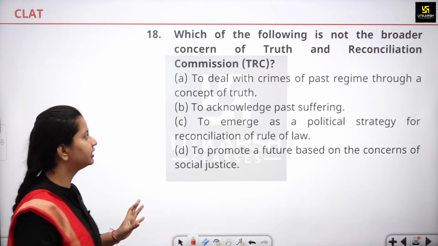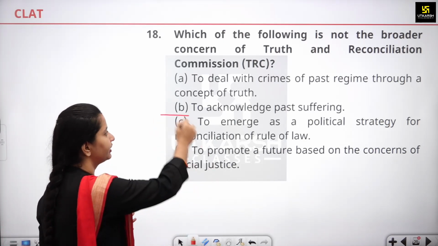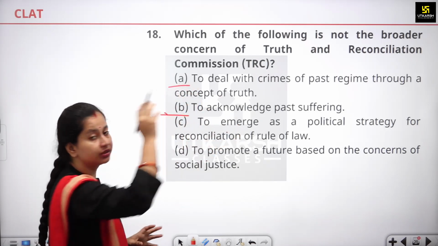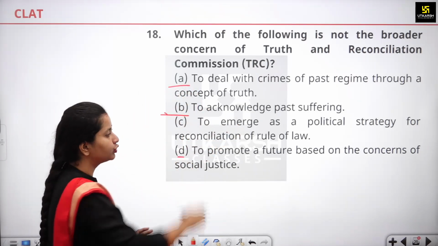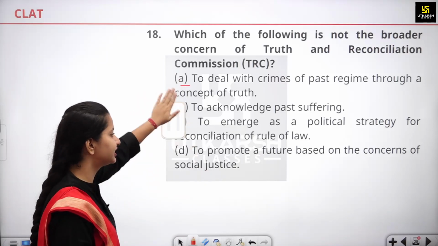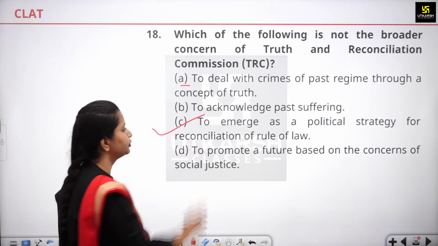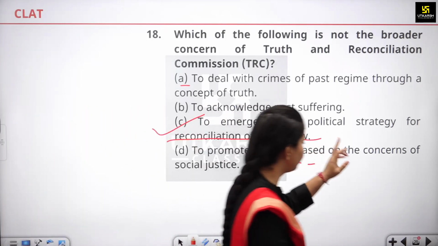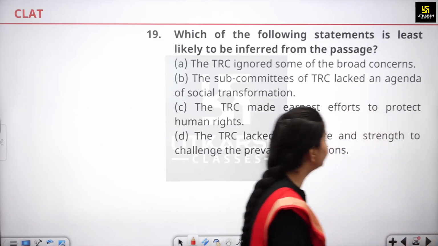So what was not the broader concern? To acknowledge past suffering, this was definitely there. To deal with the crimes of past regime through a concept of truth, this was also there. To promote a future based on the concern of social justice, this was also there. The correct answer is option C. To emerge as a political strategy for reconciliation of rule of law was not the purpose or concern of TRC.